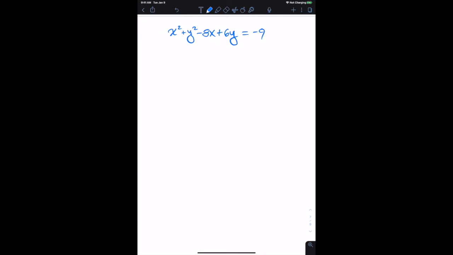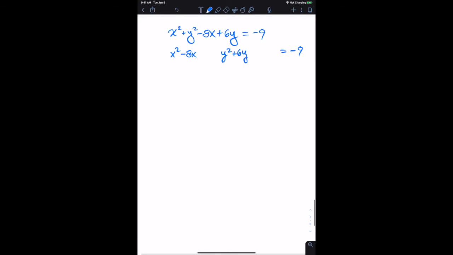Now the first thing I'm going to do is group together my x squared term and my single x term. So it's x squared minus 8x. I'm going to leave a space, and I'm also going to put y squared plus 6y. And I'm going to say equals negative 9 right here. And so watch how this goes. We're going to actually complete the square twice in this equation.